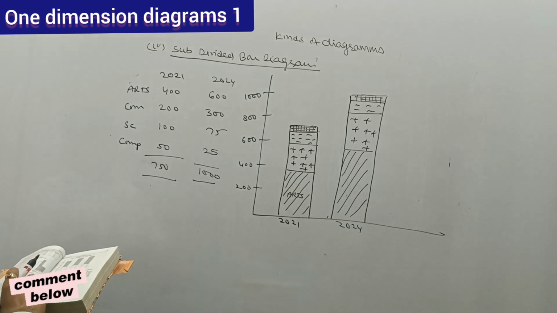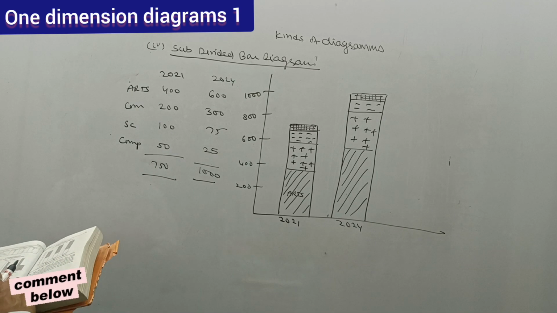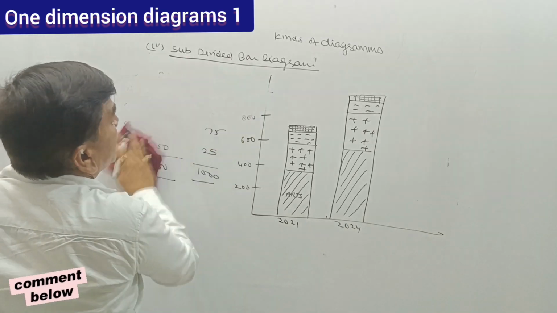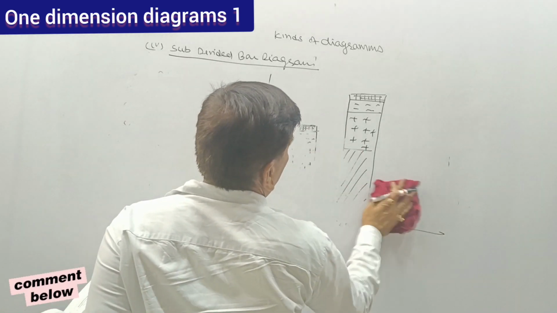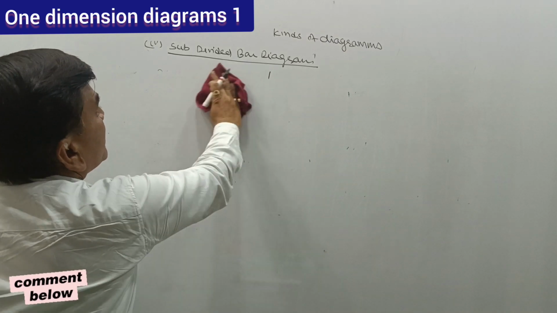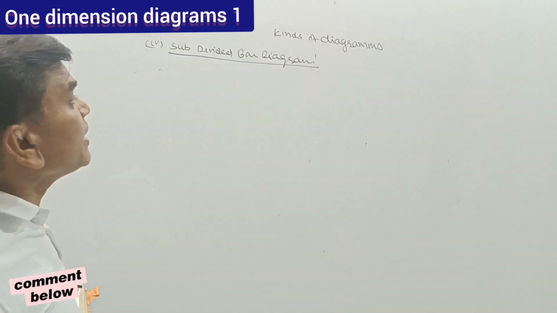Next we have the subdivided bar diagram showing difference. Another one of the data we have: subdivided bar diagram showing difference.